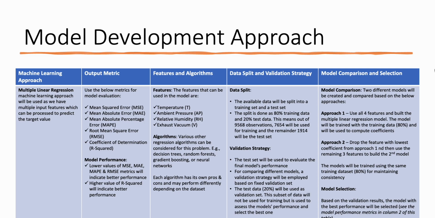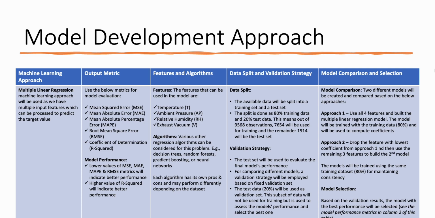There are multiple algorithms which can be used apart from the multiple linear regression approach which we're using. These may include decision trees, random forests, gradient boosting, or neural networks. And each of these algorithms has its own pros and cons and may perform differently depending on the data set. We're going to split the data between the training data and the test set. The split is done at a ratio of 80-20%. So 80% training data, 20% test data.